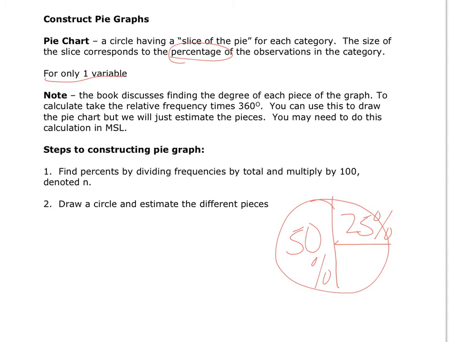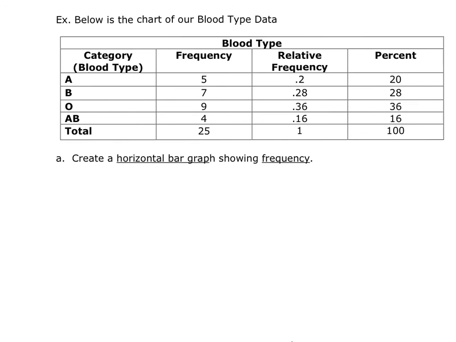And really what we're looking for is the biggest piece is the biggest, the smallest piece is the smallest. Those kinds of things. 25% is right around there. Okay, so now we're going to do a couple examples. Our first example is to create a horizontal bar graph showing frequency. So we're going to use our blood type data.